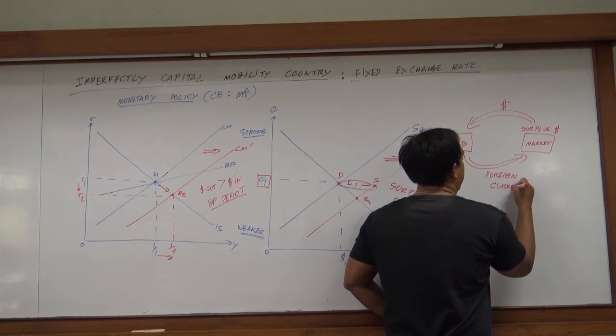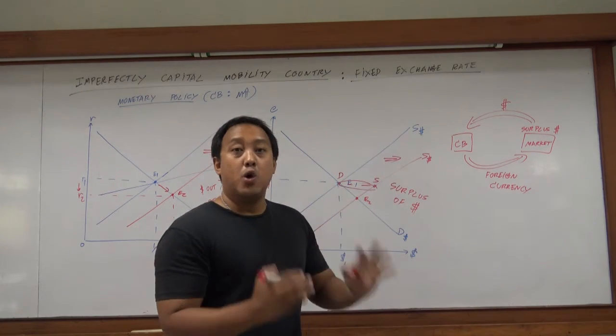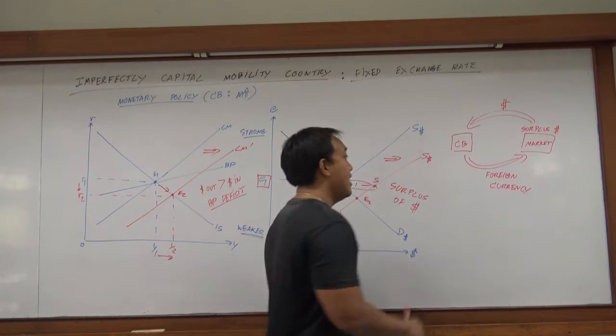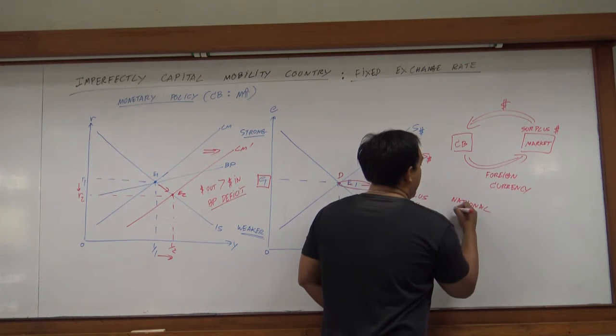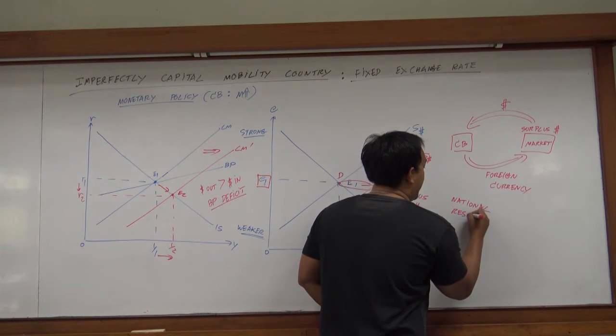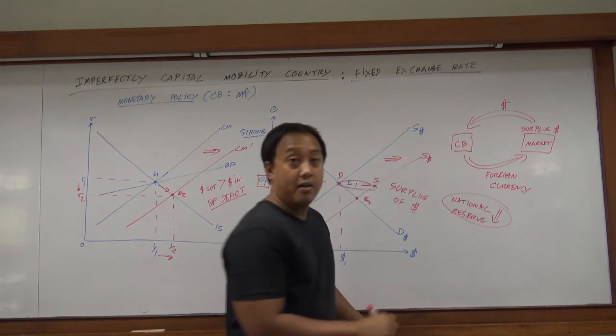Okay, foreign currency. So what it means is the central bank is going to lose a lot of foreign currency. Foreign currency stays in the national reserve. So it means that the national reserve of the country is going to be going down. Okay?